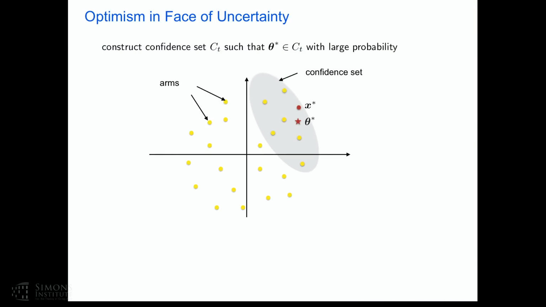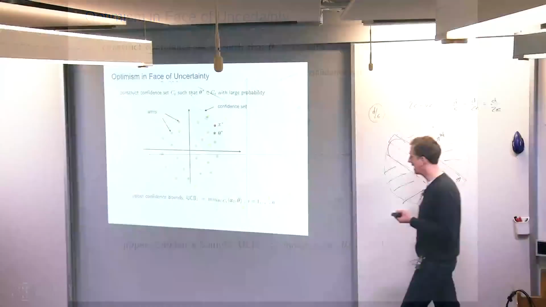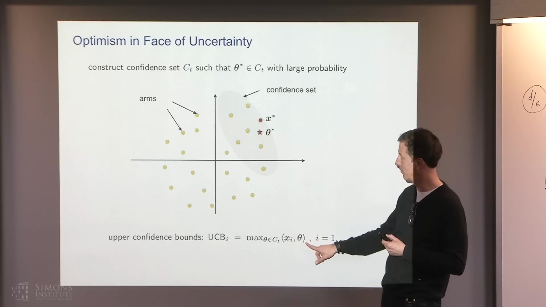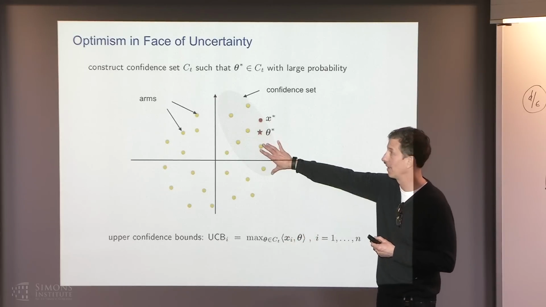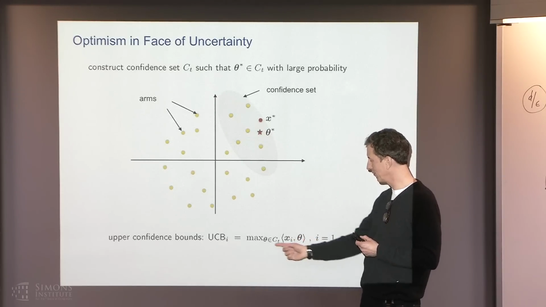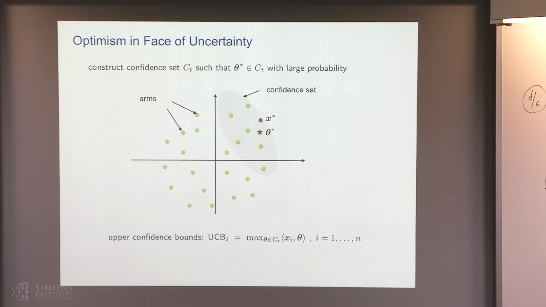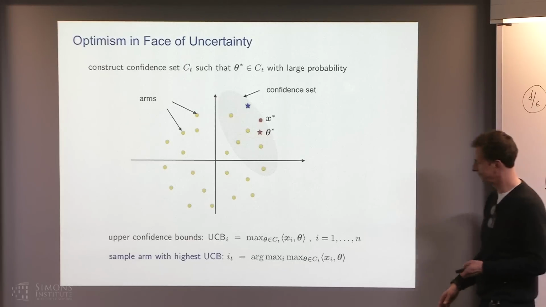So the optimism in the face of uncertainty is the same idea again. We're going to say, okay, let's find an upper confidence bound for each arm. How do we do that? Well, we take each arm, say the ith arm, and we say, what is the best possible expected reward I could hope to get if I know that I'm somewhere in here? So you maximize over theta. That gives you an upper bound on what the expected reward could be for arm i. And then at each time step, you just sample the arm with the highest upper confidence bound. This is the algorithm.